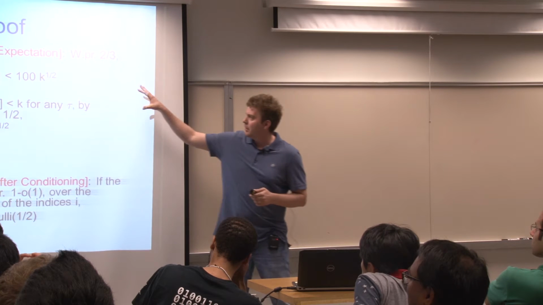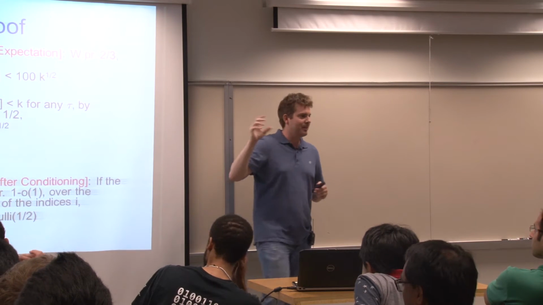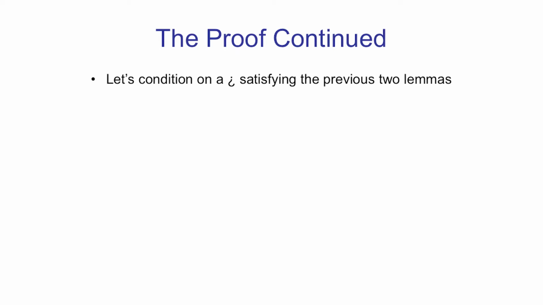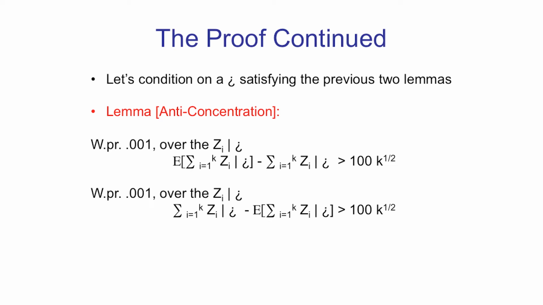Okay, so we have a typical transcript. Keep that in mind. Let's condition on a typical transcript. Now the whole proof comes from an anti-concentration argument. So what is the argument? Forget about the typical transcript having its expectation somewhere. Just use the fact that when I condition on the transcript, most of the bits are still IID Bernoulli 1/2.